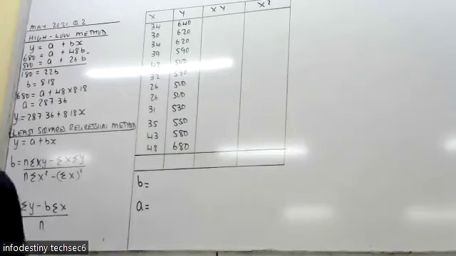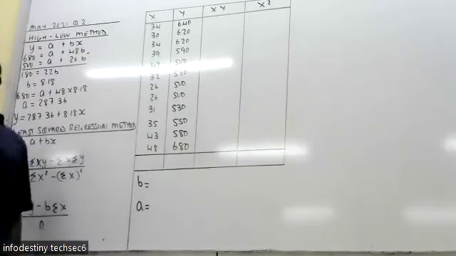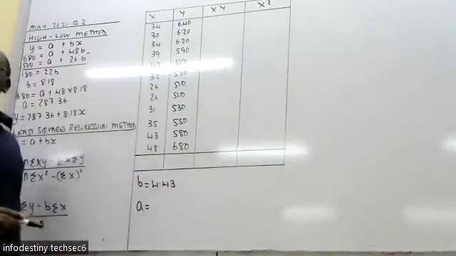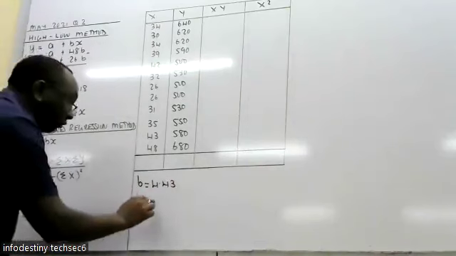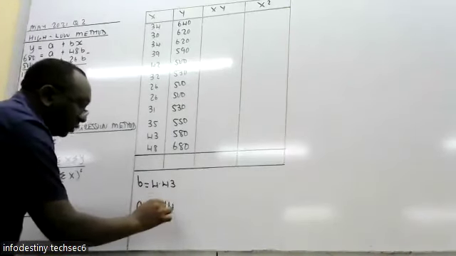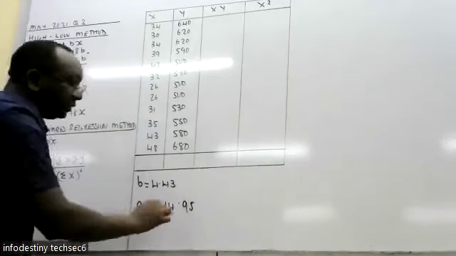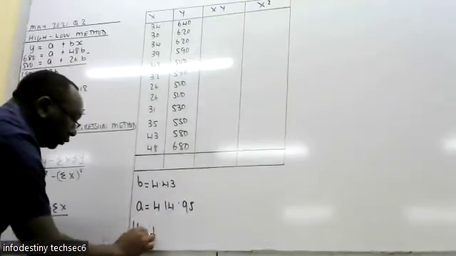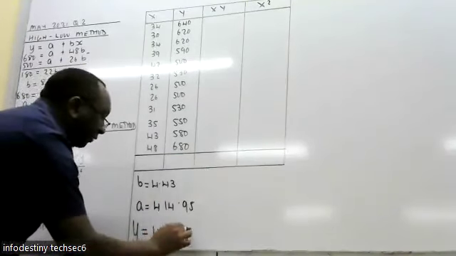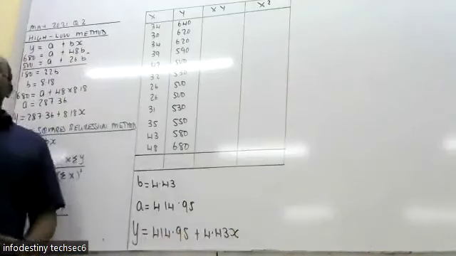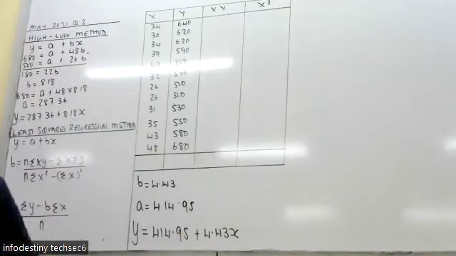We are through? b is 4.43. a is 414.95. So our equation is y is equals to 414.95 plus 4.43x. So we are good there.